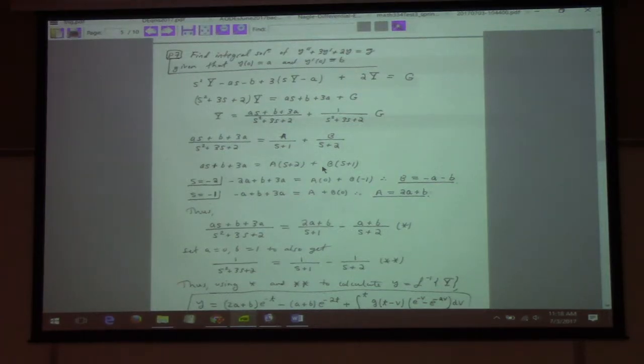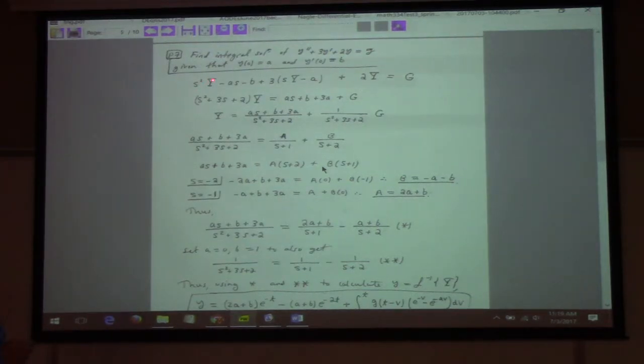All right, find an integral solution of this guy, y double prime plus 3y prime plus 2y equals g, and we're given symbolic initial conditions. y of 0 is a, and y prime of 0 is b. All right, so really not different than the problems we just did. We just have to have an a and b floating around.